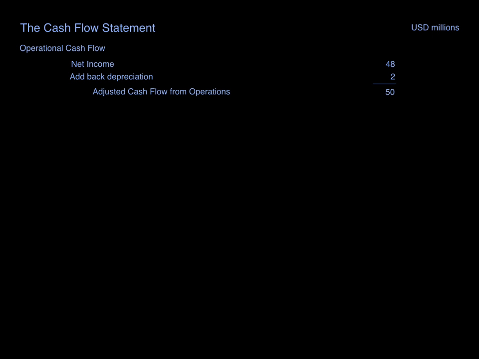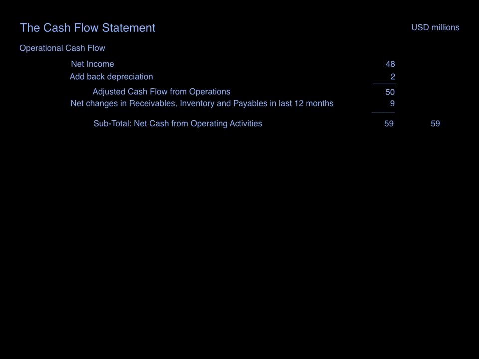In the next line, net changes in receivables, inventory, and payables in the last 12 months have released an additional $9 million of inward cash flow. To conclude on this section, we have a subtotal of $59 million for net cash from operating activities.